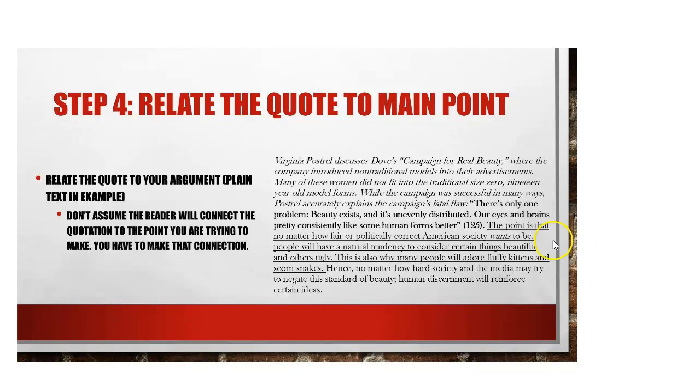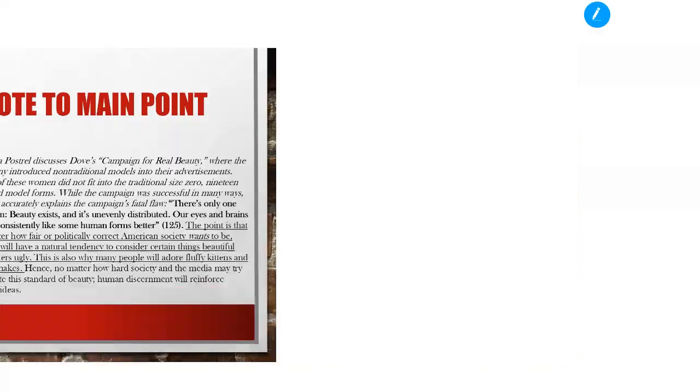Okay, so if you look here, the underlined part is a quote explanation. What occurs after that is the relation to the main point. So this particular one is talking about a campaign for real beauty and the definition of real beauty. Okay, so the quote explanation or relation to the argument simply says that it doesn't matter how hard society tries, human discernment reinforces certain ideas when it comes to beauty.